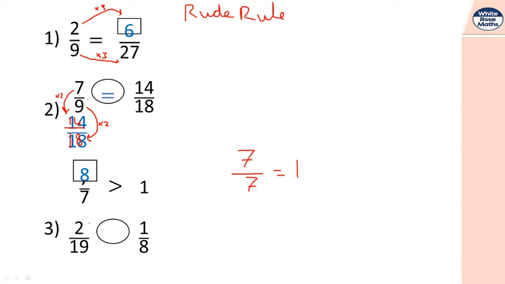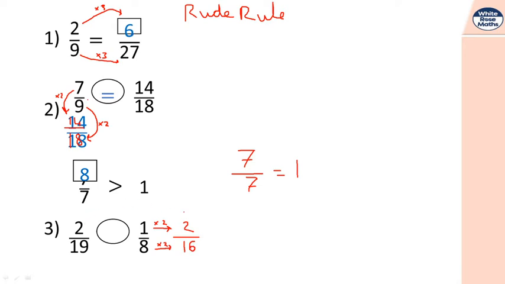The last one, we have 2/19 and 1/8. You can't change the denominator so it equals the other denominator, so we're going to have to work with the numerators here. So what we can do is multiply this side by 2, so we make the numerators the same. So let's do it next to it. 1 times 2 is 2, whatever you do to the top, you do to the bottom. 8 times 2 is 16.